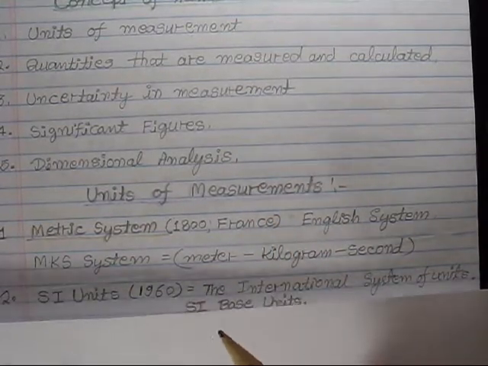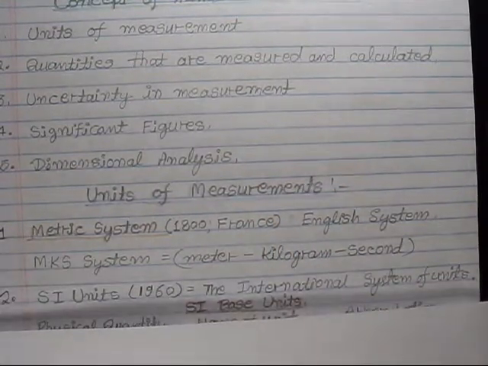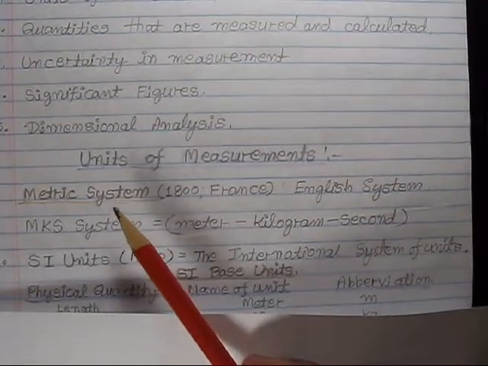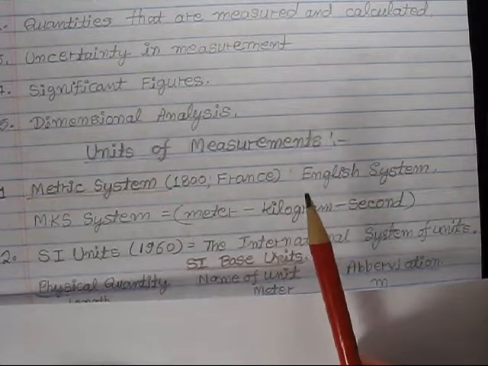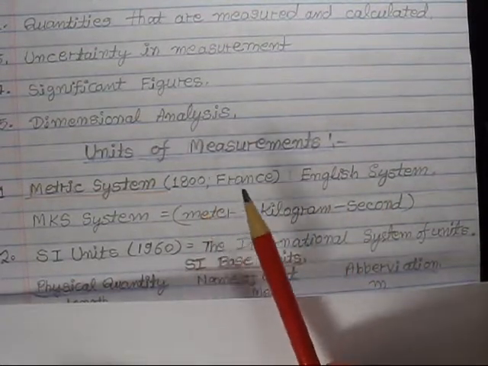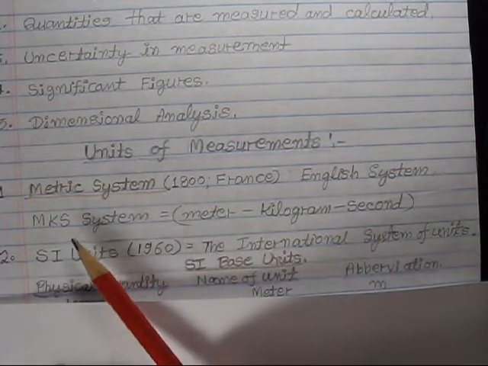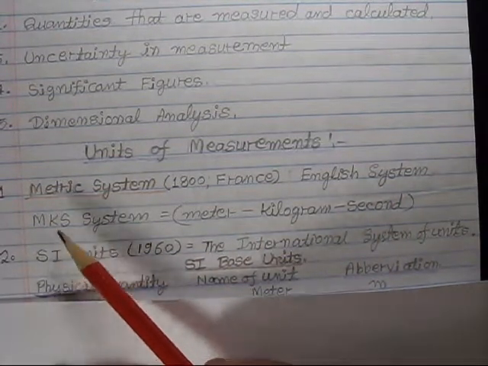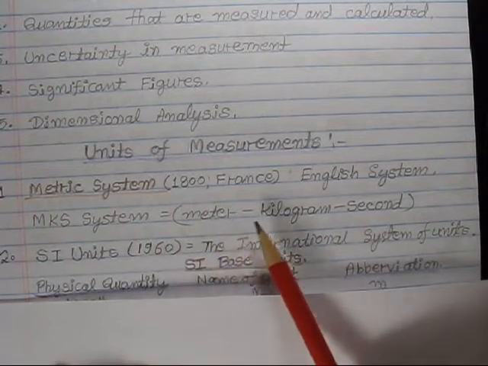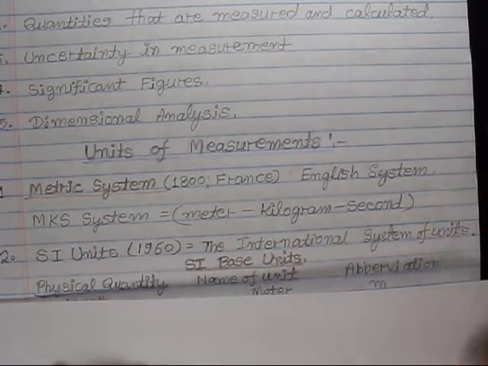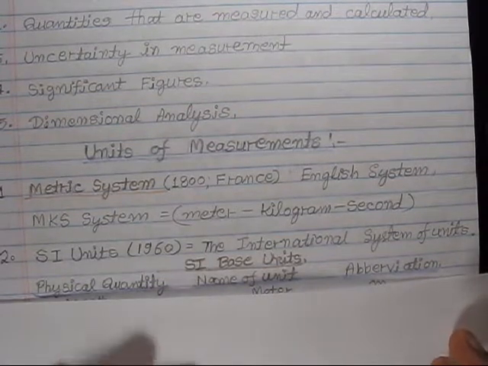Basically there are 2 types of unit systems we are using. First is called the metric system, which was developed in England in the 1800s. This is also called the English system, and it is also called the MKS system. MKS means meter, kilogram and second. So we'll see what the base units of the metric system are.